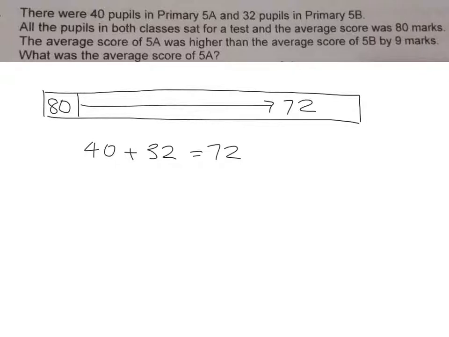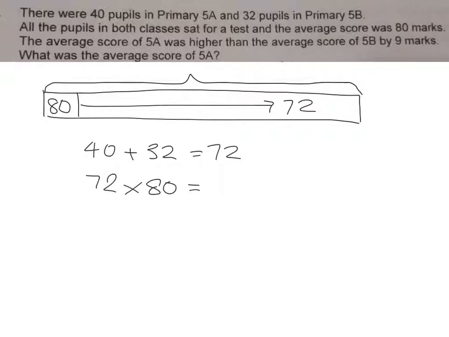Average is like an imaginary equal, so we imagine everyone in those two classes, all the 72 pupils, score an average of 80, so everyone has an imaginary equal of 80 marks. So it will be 80, 80, 80 all the way until the last pupil. So if we multiply these two numbers, 72 pupils times 80 marks each, it will give us a total score of 5,760 marks.